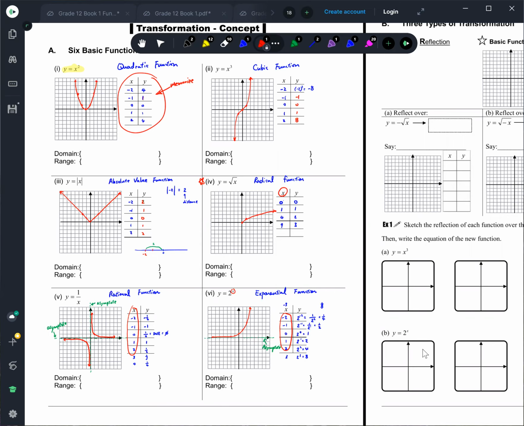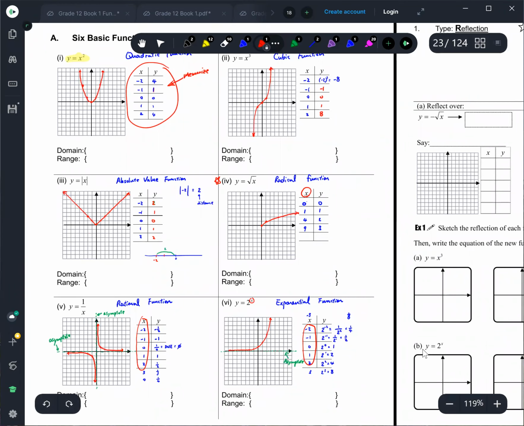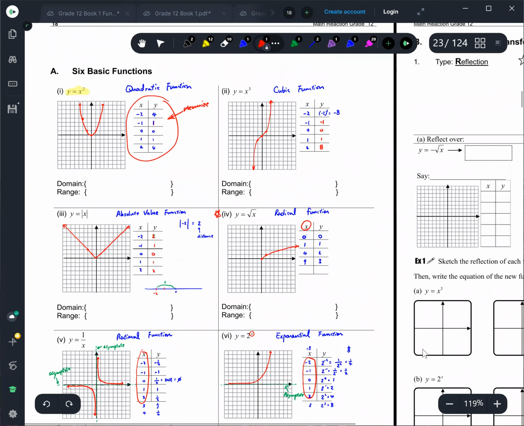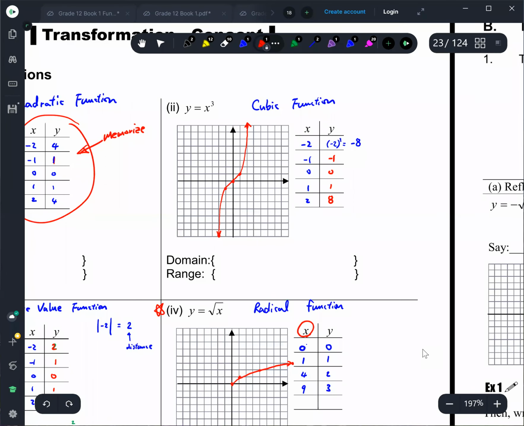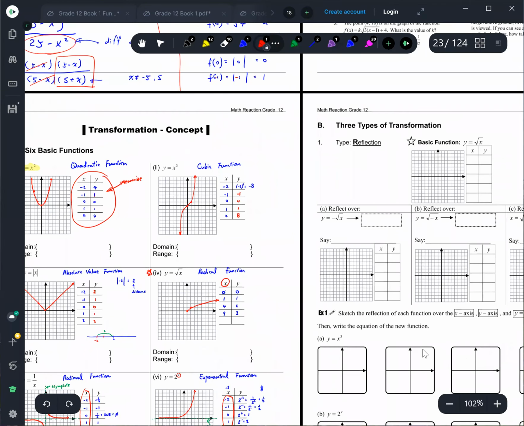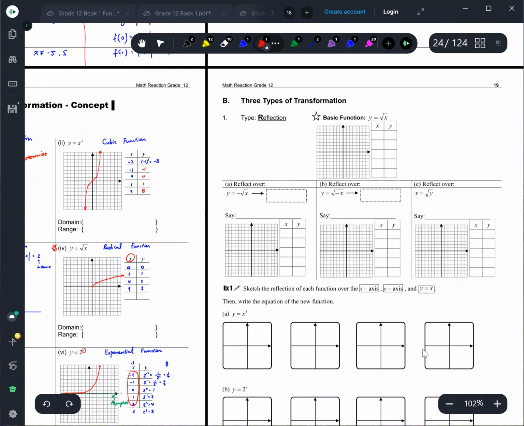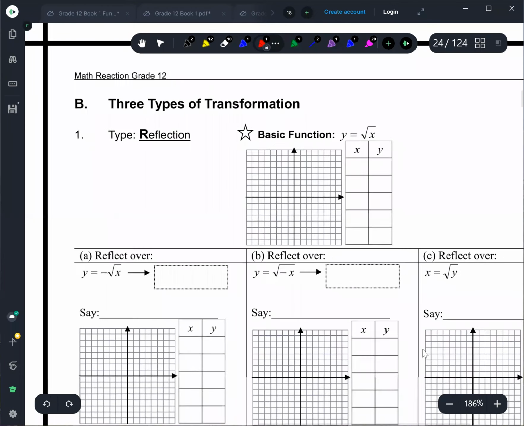Okay, so we're going to make them look different. But you need to keep in mind, when you see a question, you need to recognize, is it number 1, 2, 3, 4, 5, or 6? Which one does it belong to? So once you decided, okay, it belongs to, let's say, the cubic, then you cannot make the cube disappear, okay? You got to keep it in the same family, okay? So let's start with the first type, 3 types of transformation, okay?